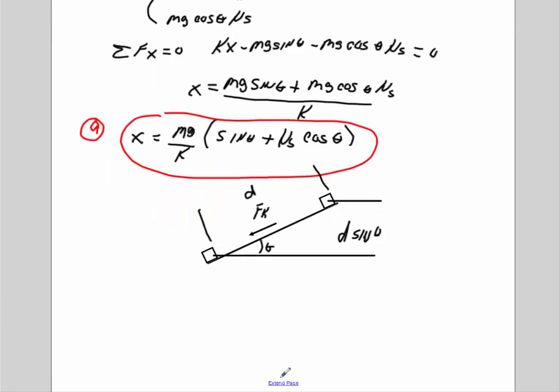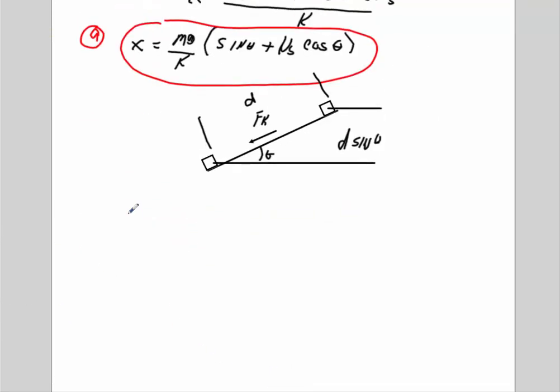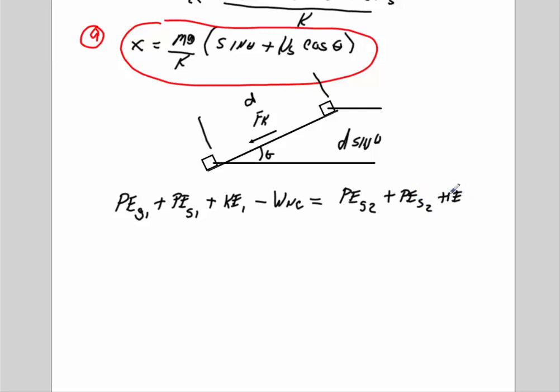Alright, let me scroll down a little bit here. So we're going to write this up as the potential energy gravitation 1 plus the potential energy of the spring 1 plus the kinetic energy 1 minus the work done by the non-conservative force must equal the potential energy gravitation 2 plus the potential energy spring 2 plus the kinetic energy 2. So this will be position 2, this will be position 1.